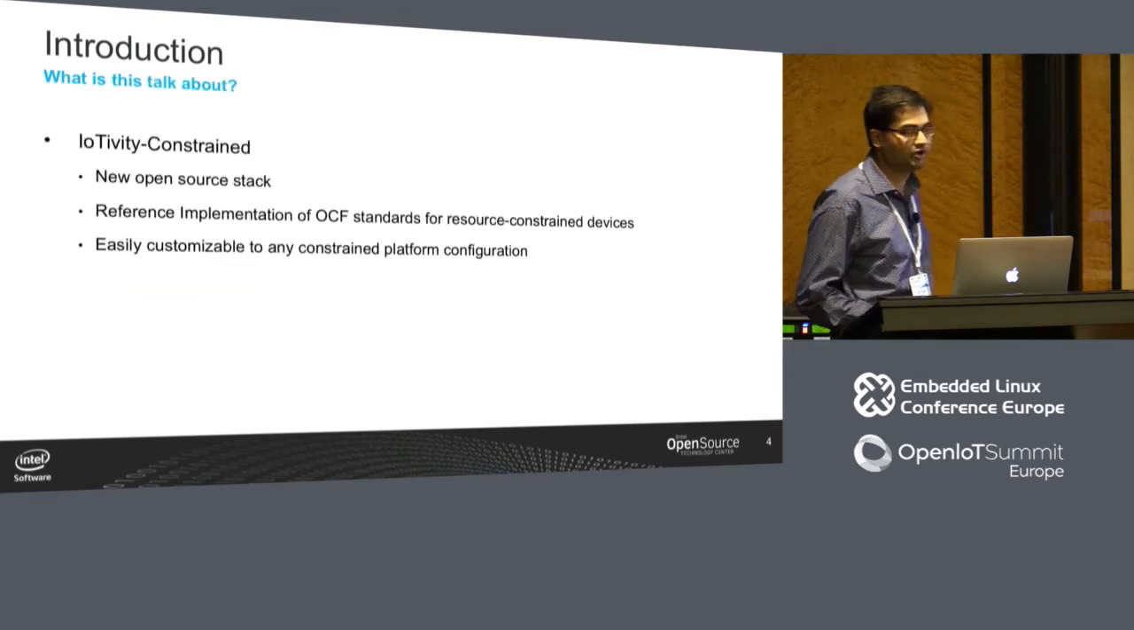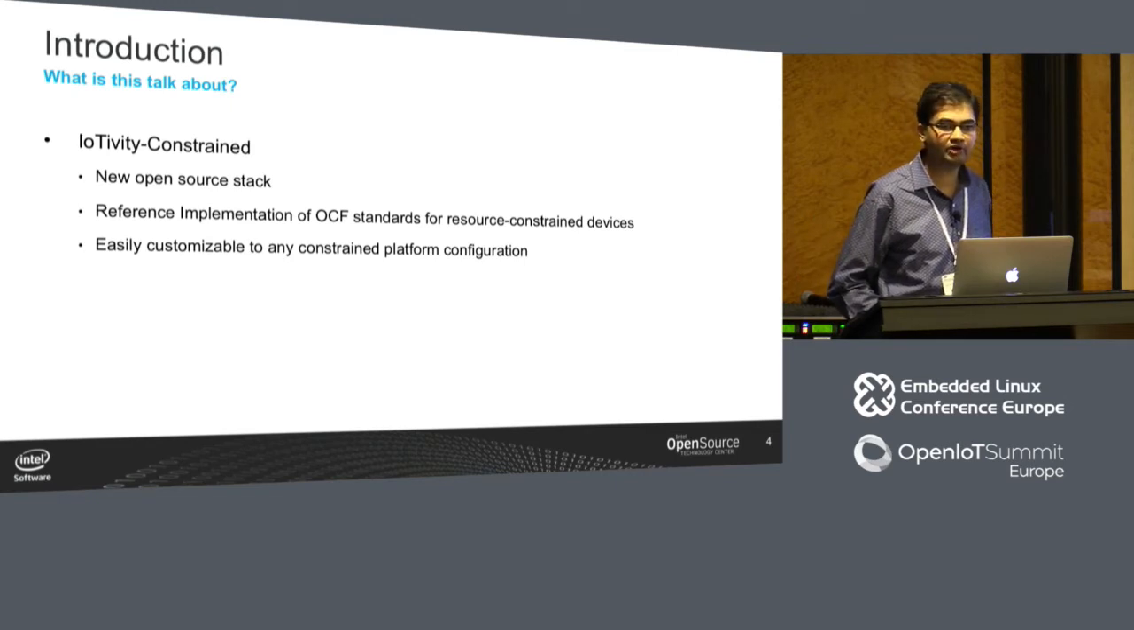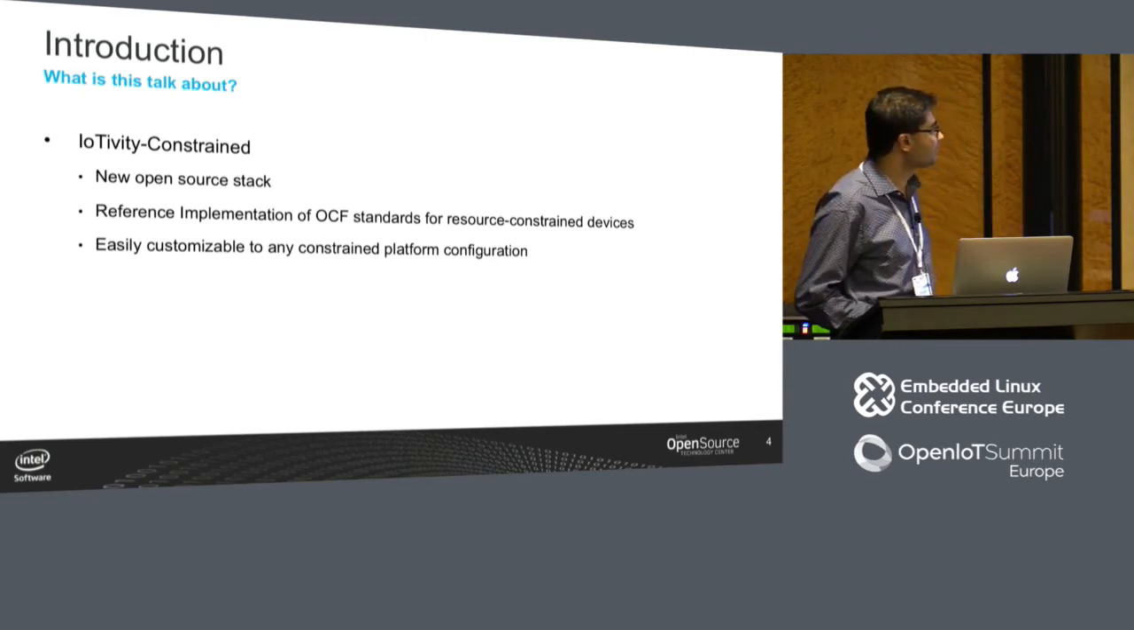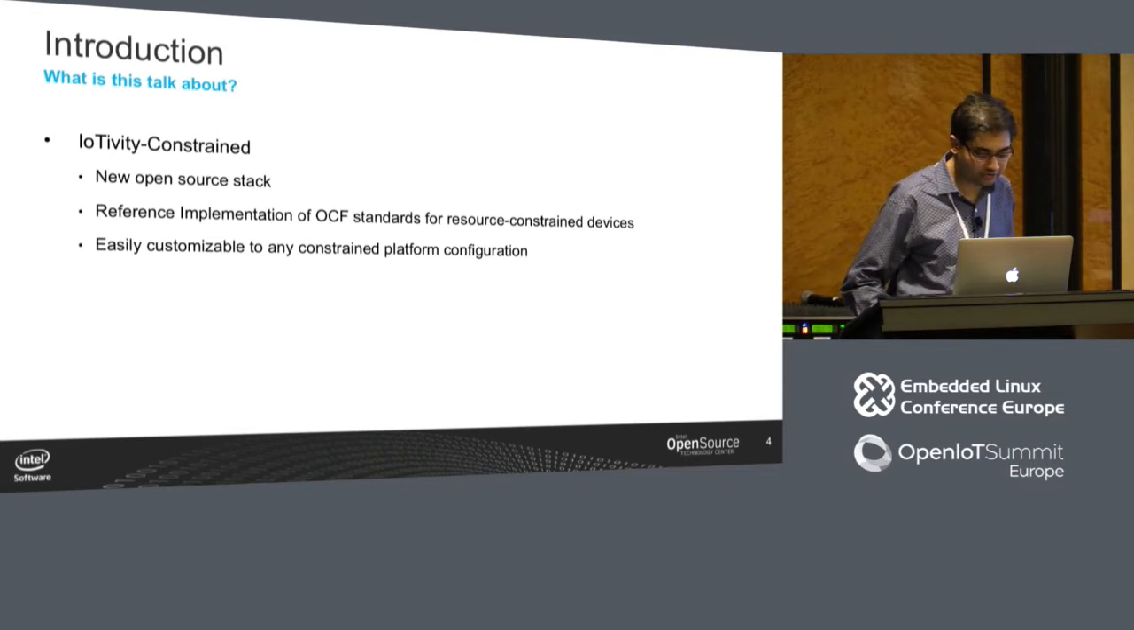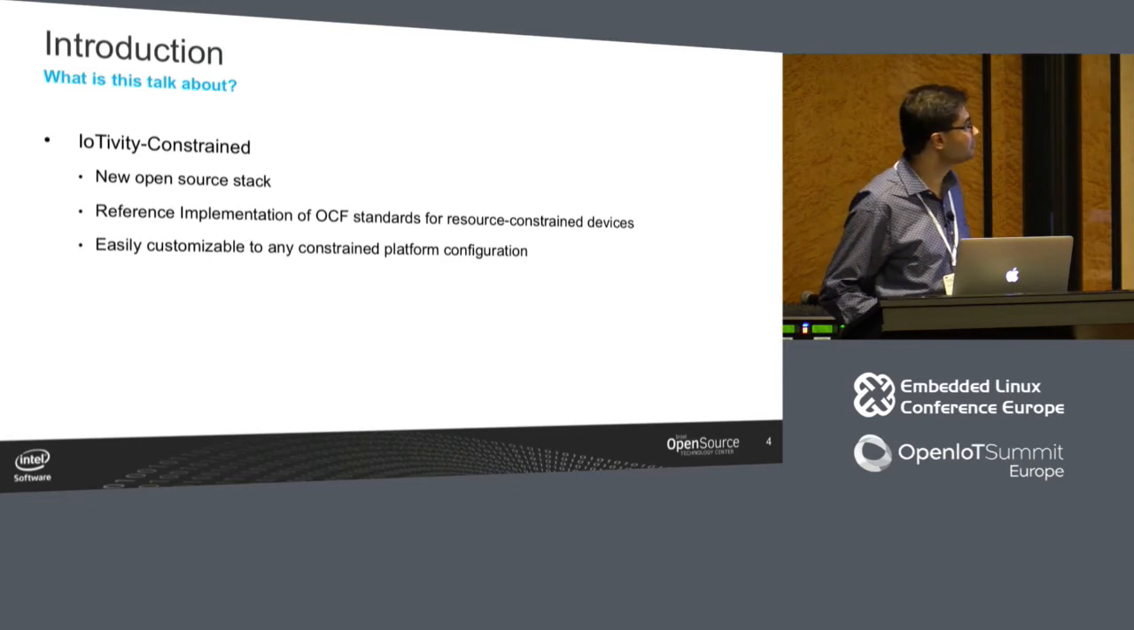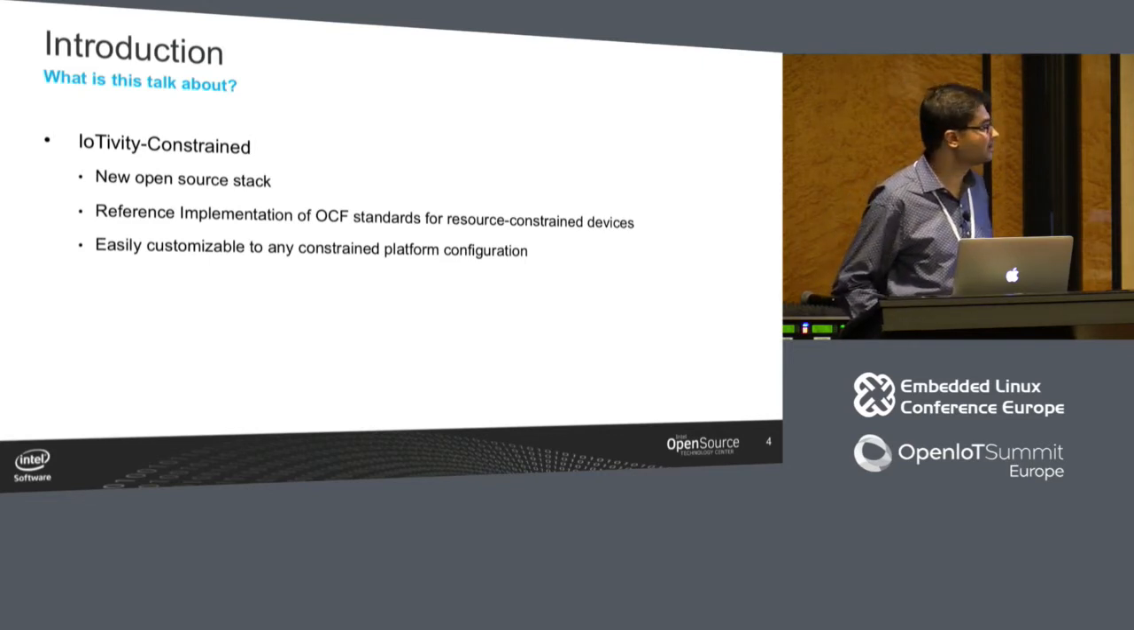So this talk is specifically about IoTivity Constrained, which is a new project under the IoTivity umbrella of projects. It too is a reference implementation of the OCF standards for resource constrained environments, which is also to say that it is lightweight. Its architecture enables it to be easily customized to various platform configurations. This is an important attribute since, given the variety of hardware and software options that vendors have to choose from, having a flexible architecture helps to capture a wider base of users and serve them. To that point, the users who would benefit more from this project are embedded vendors or makers who would like to tweak their OCF applications and OS bundles at a fine-grained level.